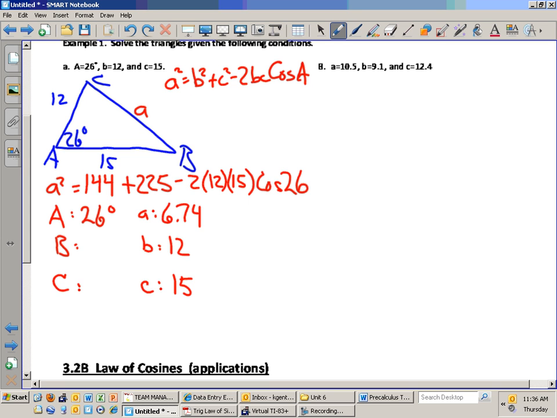Okay, and I could show you why that happens tomorrow, but right now I'm telling you, we are going to force the obtuse angle out. And how we do it is we find B first. What can we use to find B? That's correct. What can you use to find B first? Law of sines.